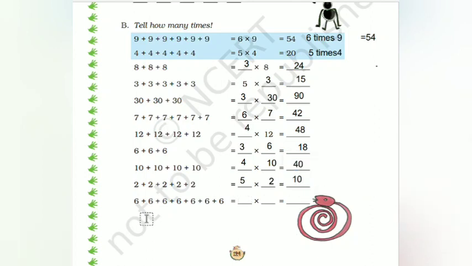Okay. Then here, how many times is 6 written? 3, 4, 5, 6, 7. 7 times what is written? 6 is written. So 7 times 6 is written. The answer will be what? Answer will be 42. Okay.